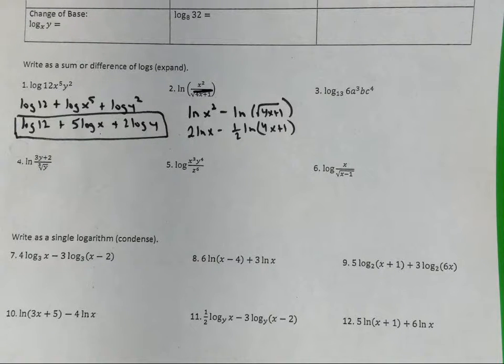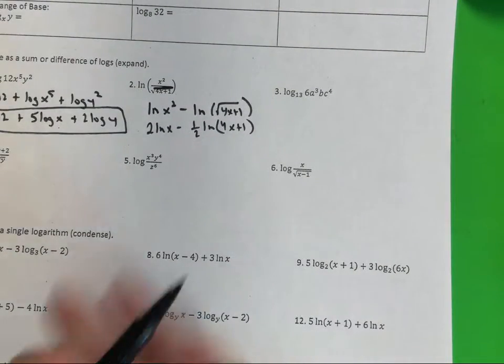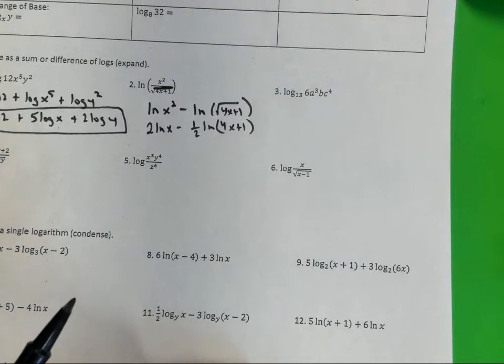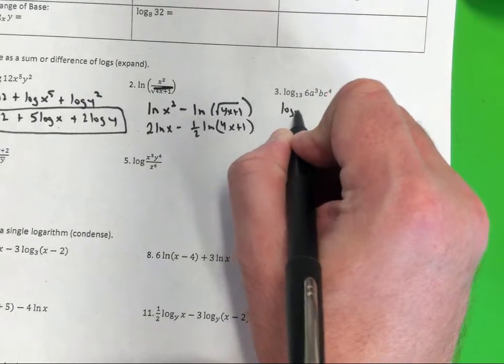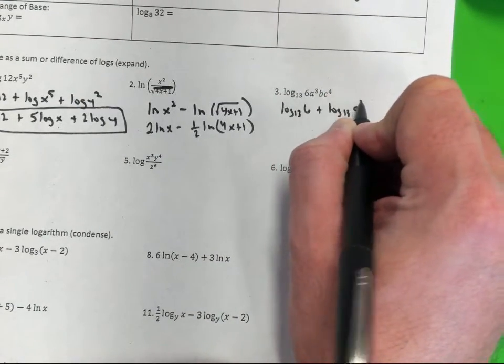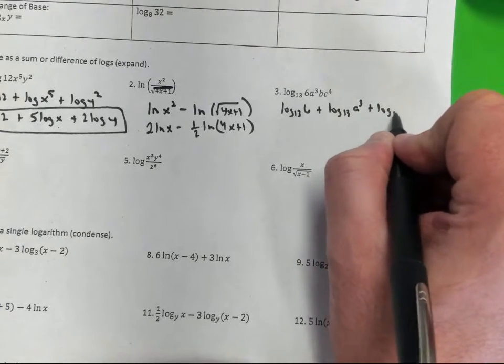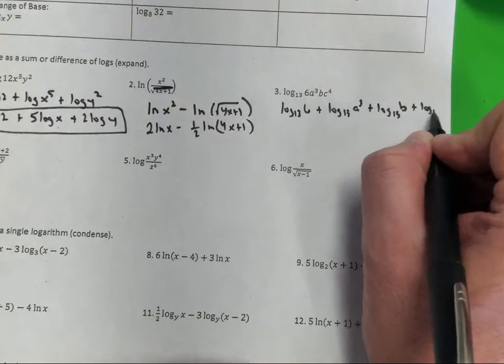All right. Number 3. What rule stands out to you on this one? Product or quotient? Product, because they're all together, and I can break each one of them up because there's no plus or minus. So here we go. Log base 13 of 6 plus log base 13 of a cubed plus log base 13 of b plus log base 13 of c to the 4th.